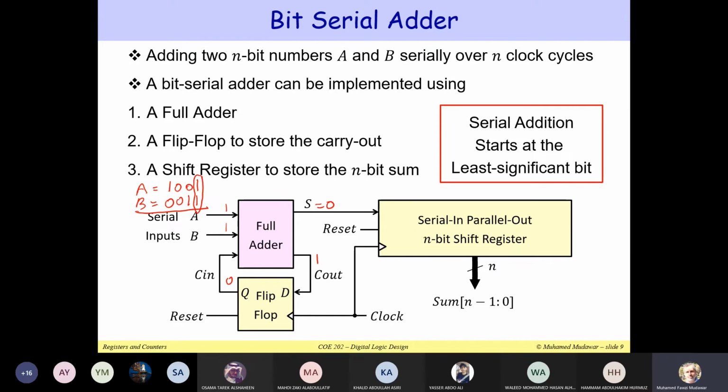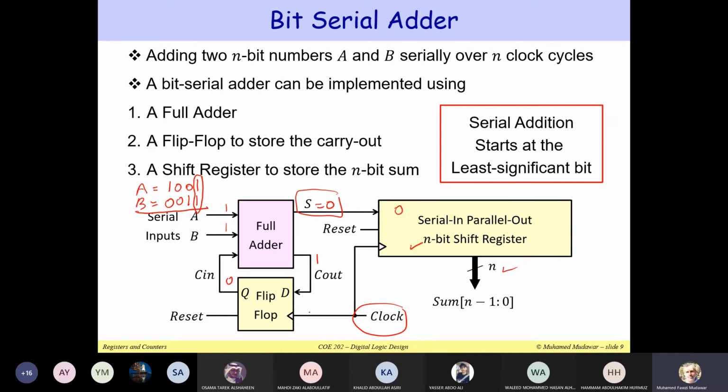So cycle by cycle. So now at the edge of the clock, notice that the clock is connected to this D flip-flop, and it is connected to this serial in parallel output. This is an n-bit shift register. So here we have n bits at its output. So suppose I would like to add n bits plus n bits. So the first bit that was actually computed is s equal to 0. So we shift in 0 here. That's my serial input. And we got a carry out, which is equal to 1.